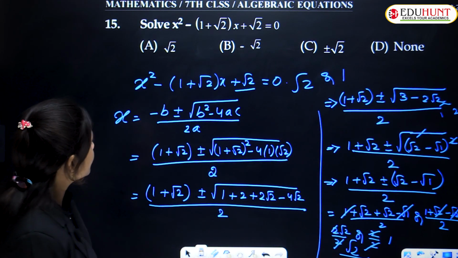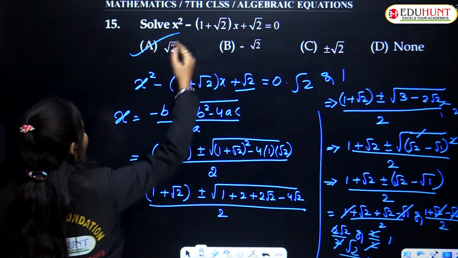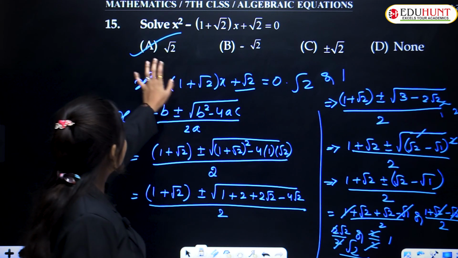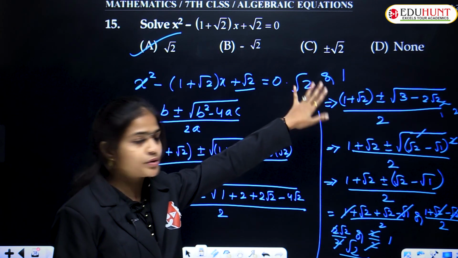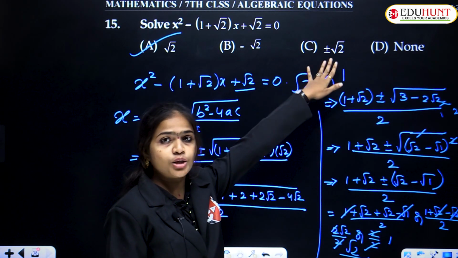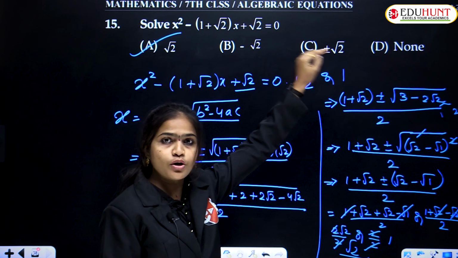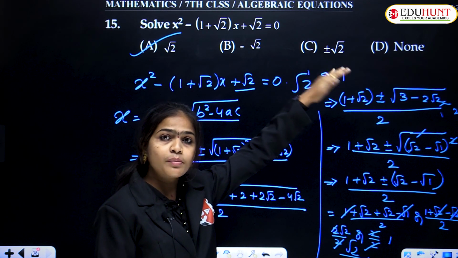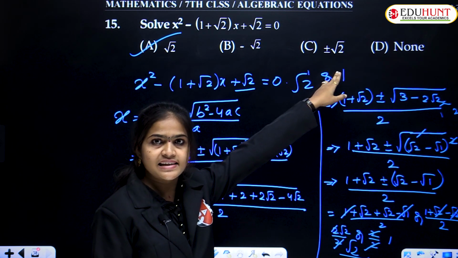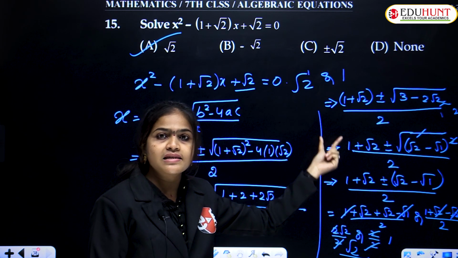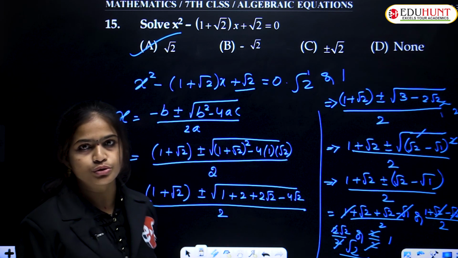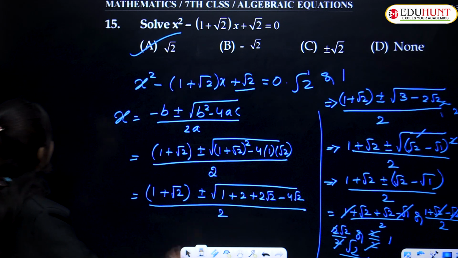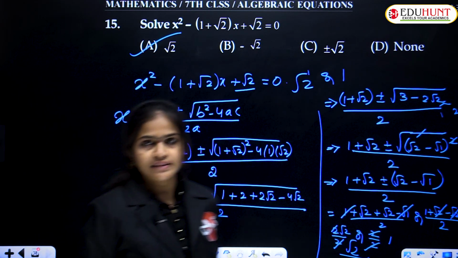Okay. So which option is correct? Here option A is correct. Okay. Why? Because option A is a positive root 2. So we should not go for the second option. And in the third option, plus or minus is there, which means two values exist here. Okay. But our answer is root 2 and 1. So 1 is not there. So we have to go for root 2. Understand? So here the answer is option A.